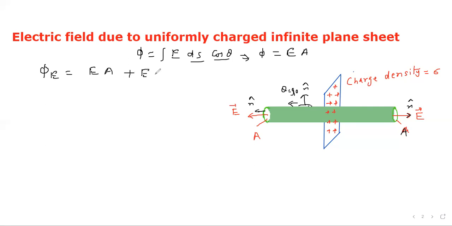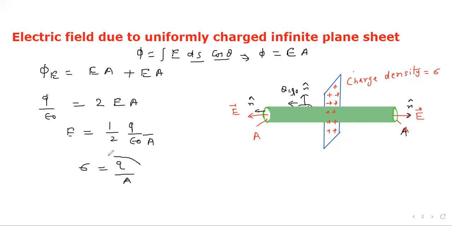So 2EA, but phi equals Q upon epsilon naught, equal to 2EA. Our concern is to get E. So E will be 1 by 2 times Q upon epsilon naught A. If you remember, surface charge density sigma is given by Q upon A, so we can replace this Q upon A by sigma. So we get the electric field equal to sigma upon 2 epsilon naught, which is our answer.